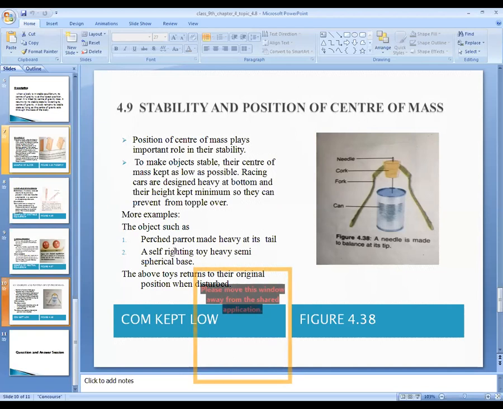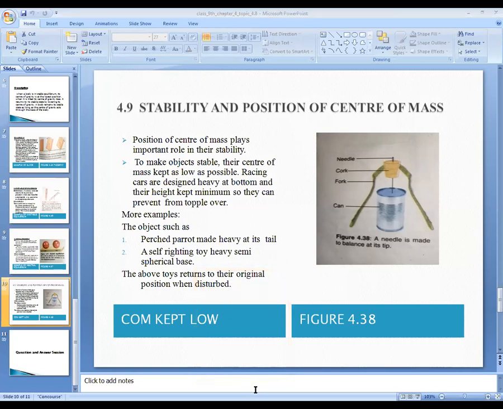More examples of this related to stability and the position of center of mass are also mentioned in your textbook on page number 103. Perched parrot. This is a type of toy. If you look at page 103, you will find the perched parrot and the self-righting toy.